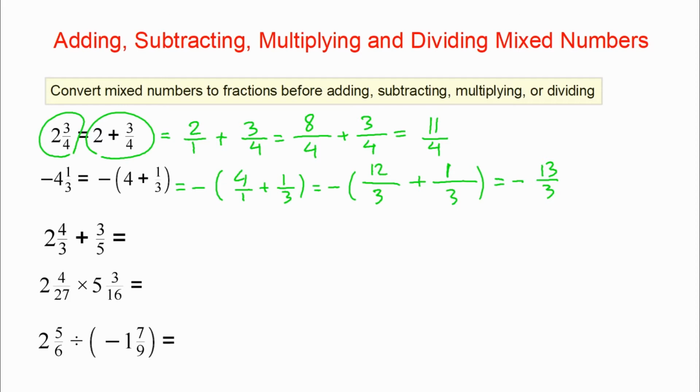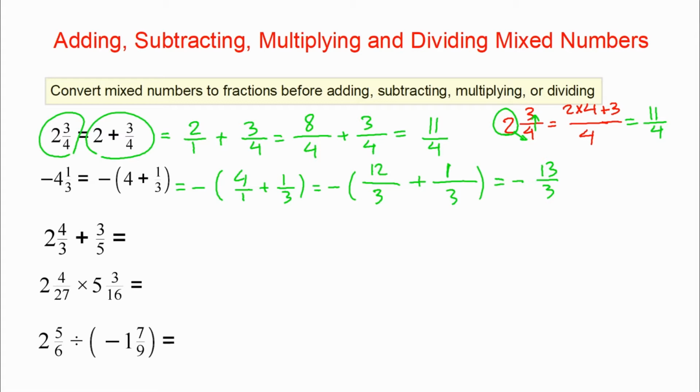Another, maybe quicker, way of converting these is like this. So you have 2 and 3 over 4 equals, you keep the denominator 4. For the numerator, you write 2 times 4 plus 3. So the integer number times the denominator plus the numerator. So 2 times 4 plus 3 would give us 11 over 4.